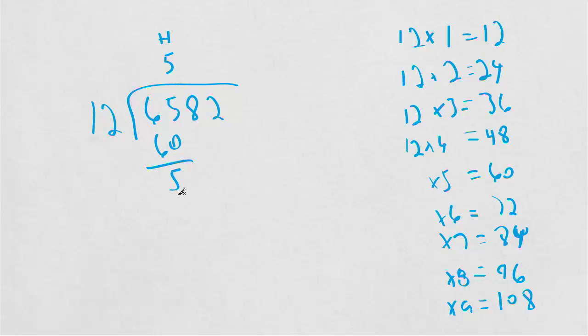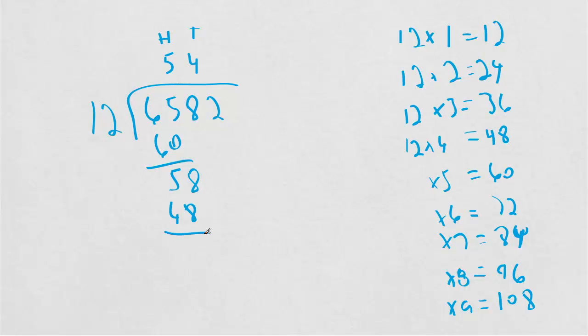And then there's this rule where you drop down the number that's right next to it. So this comes down. It gives us 58, and this process repeats. What factor over here gives us something that doesn't go over 58? The highest that doesn't go over 58 is 48. So 12 times 4, so we write our 4 here, and this is our tens column. 4 times 12 is 48.